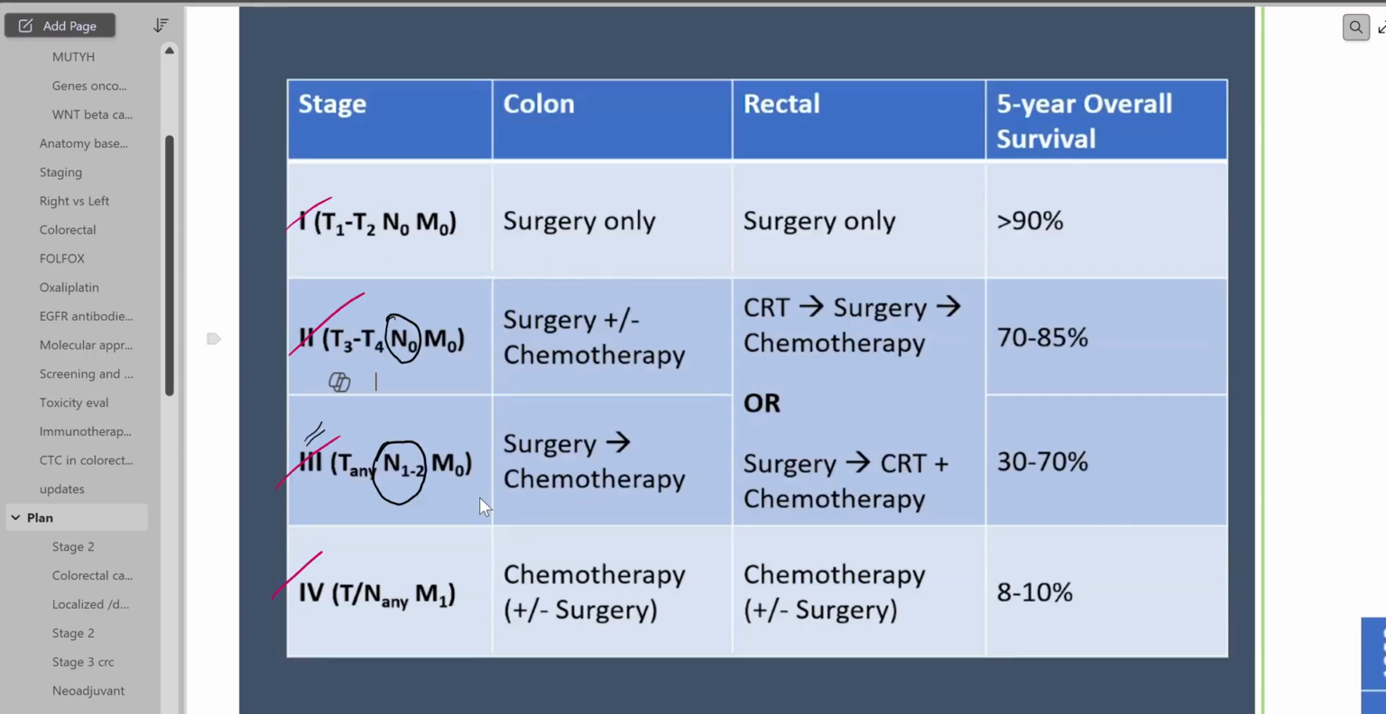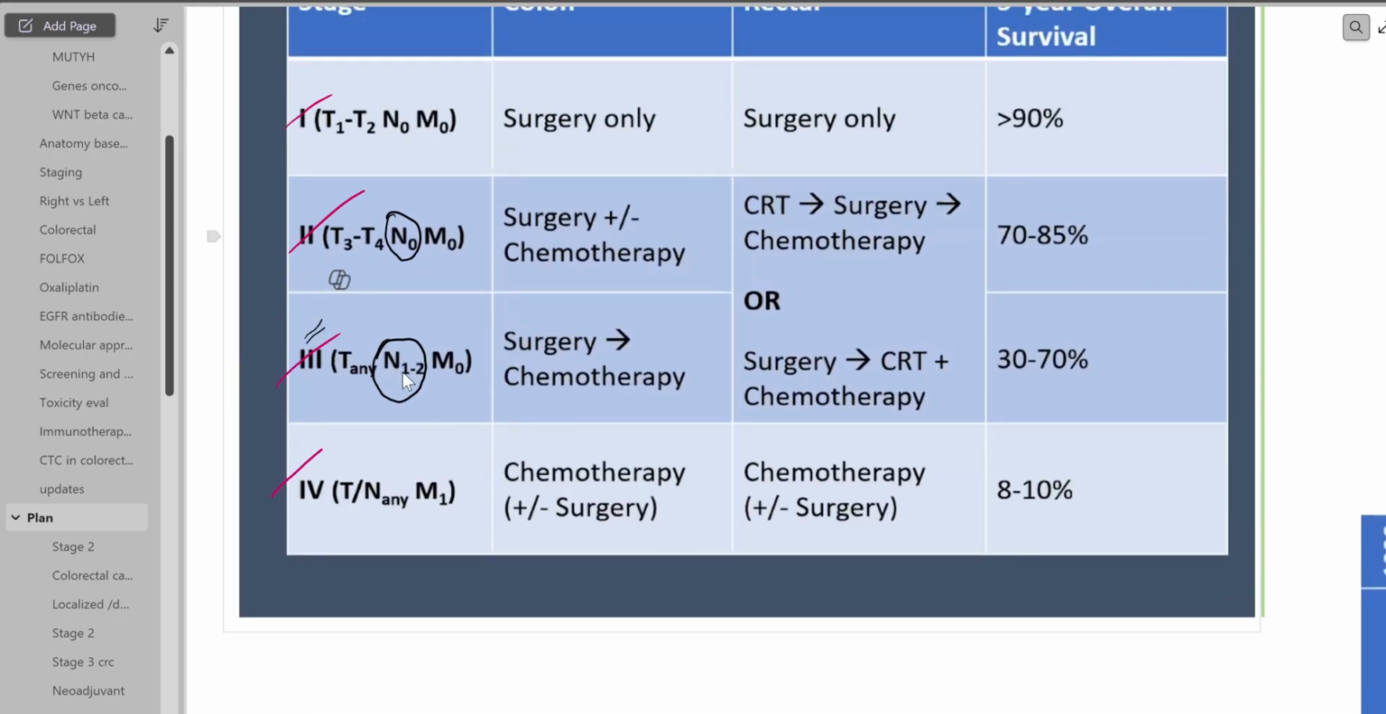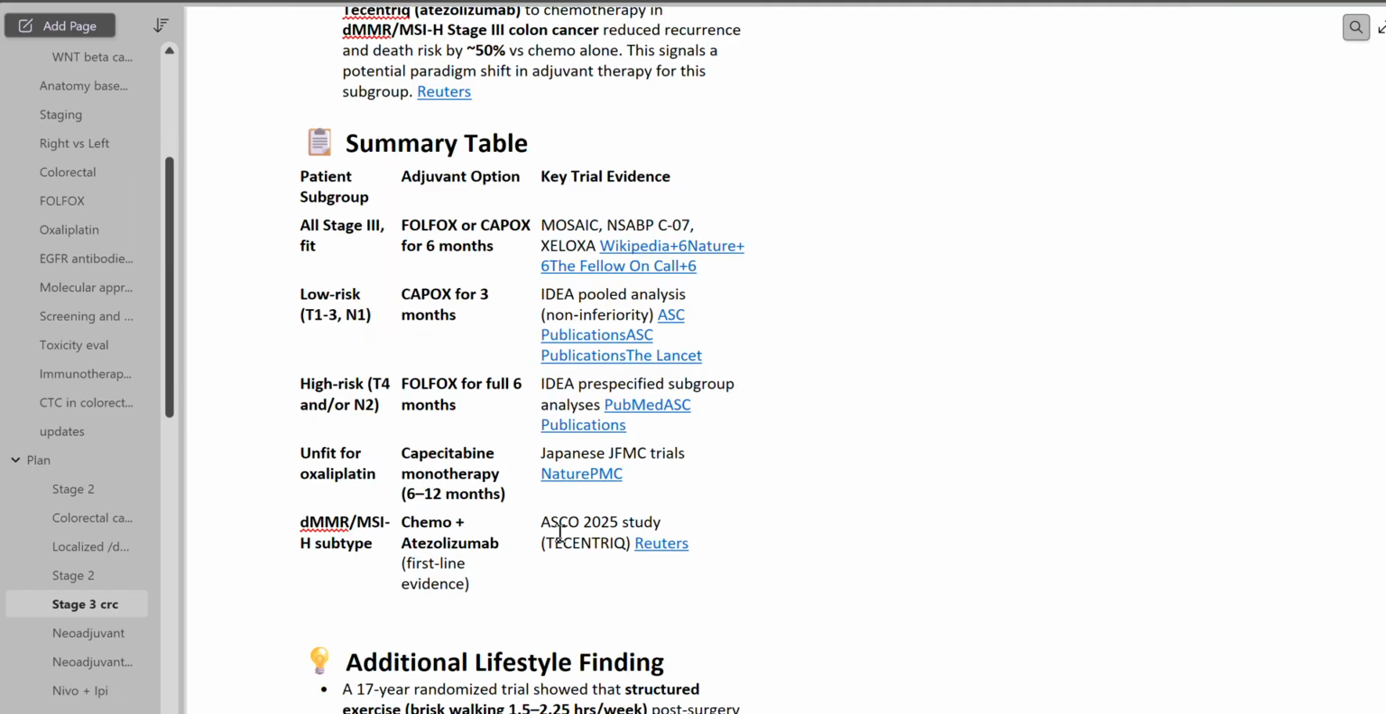So now here you will have to be able to differentiate between N1 and N2 and high risk or low risk features. So the secret hack here is that in stage 3 colorectal cancers, look for N1 or N2. If it is N2 or T4, then you consider it high risk. If not, you consider it low risk. Now, why is this important? Because that's where you have your adjuvant post-surgery chemotherapy option, which is very significant.